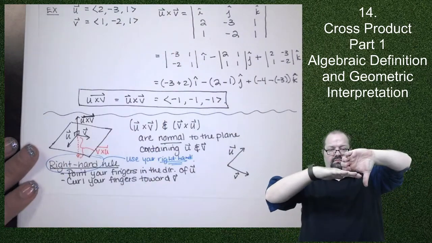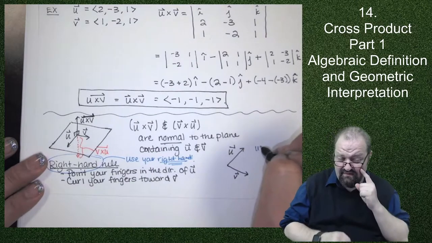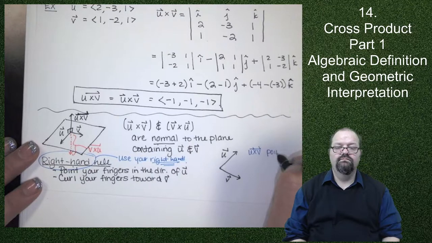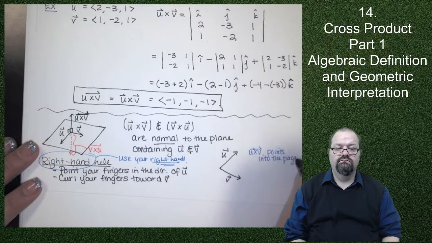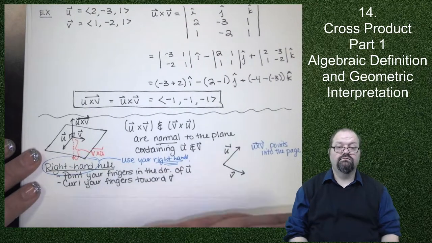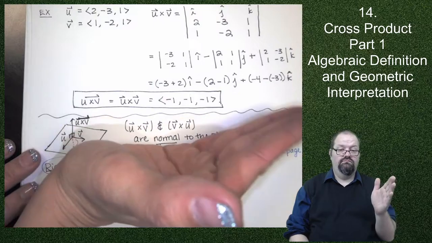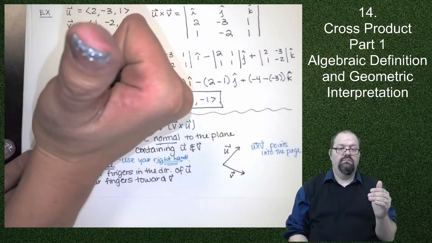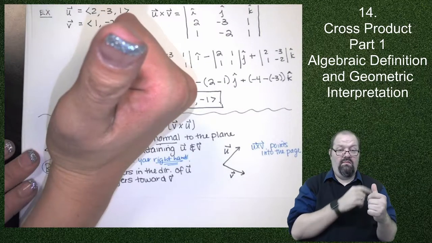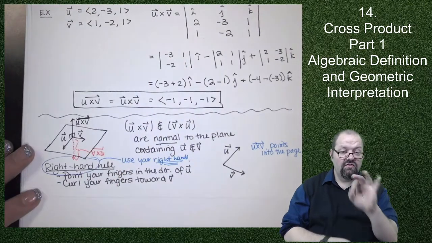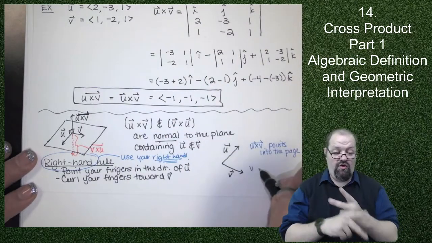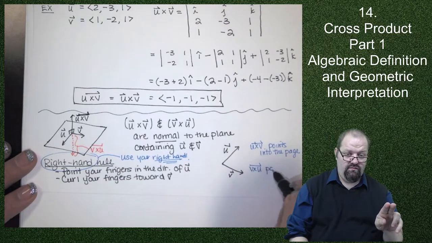And if I were doing v cross u, I point my fingers in the direction of v, curl them toward u. I go this way and then this way, and then my thumb points up. The direction your thumb points is the direction of the cross product. So that was v cross u. So v cross u points out of the page.